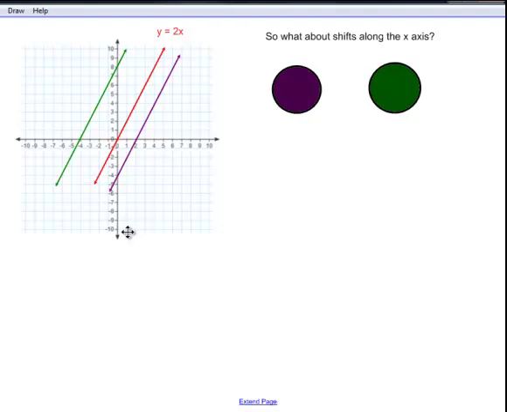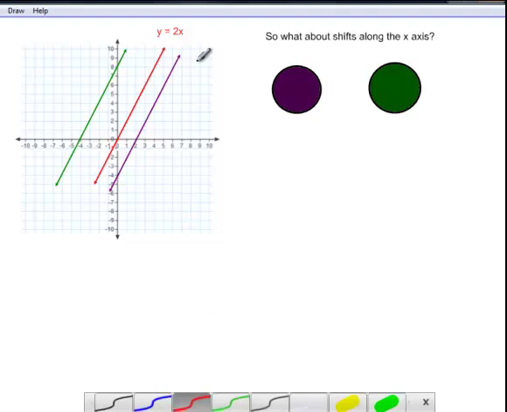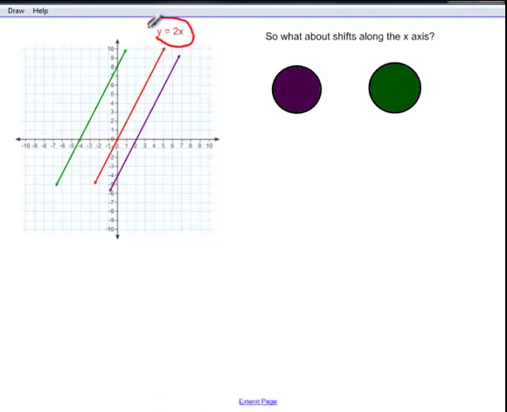Now, you can kind of see these are shifts along the x-axis. Here's mama right here. There's mama, y equals 2x, and she had two more babies. She had the purple one and she had the green one. But they got shifted along the x-axis. See, they went left and right. Their equations can be written a little differently.